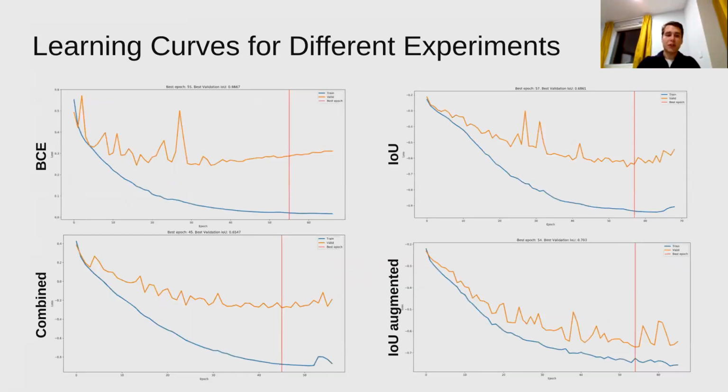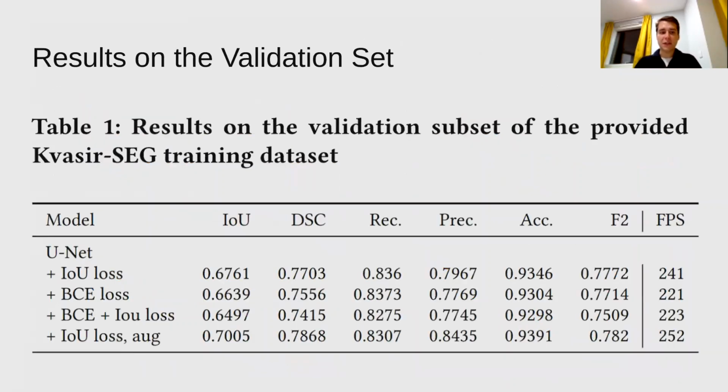Here are the learning curves for the 4 experiments that we did for the 3 losses and for intersection over union loss with augmentation. The message of the slide is that augmentation brings the learning curves closer and helps to improve the generalization performance, which we can also see in the quantitative results presented in this table. We can see the intersection over union of over 0.7 and the dice coefficient of 0.7879 for intersection over union loss with augmentation, which is better than the other 3 experiments we performed.